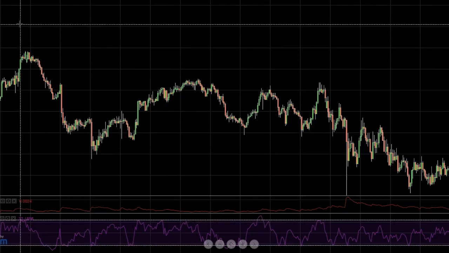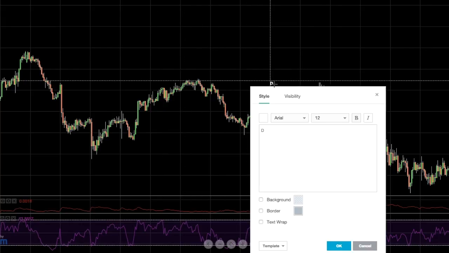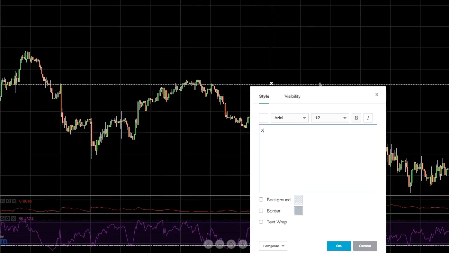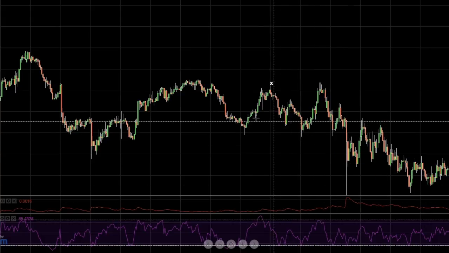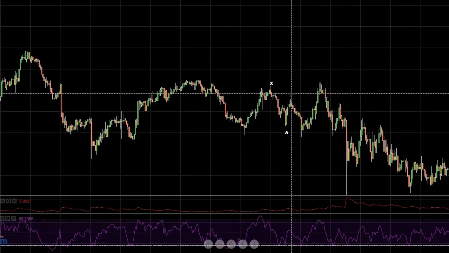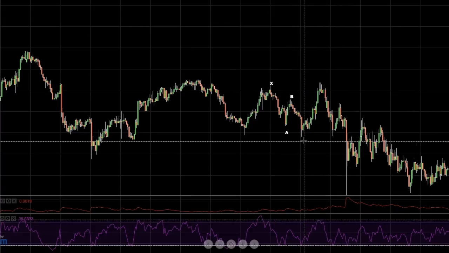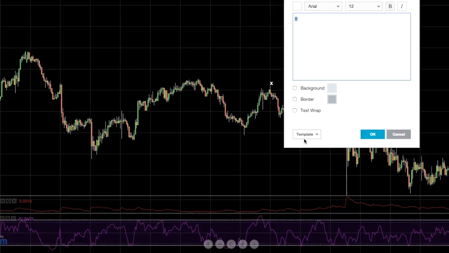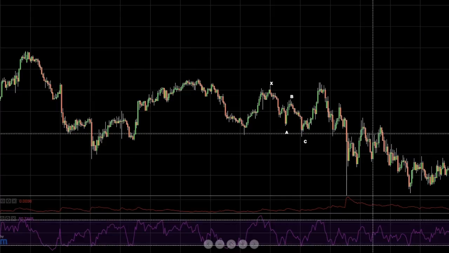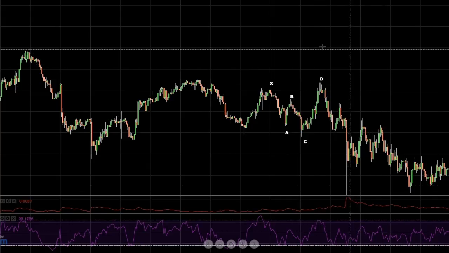So if you draw this in, I will show you the pattern. Here we have our X leg. We have our A leg or A point. We have our B. We have our C right here. And we have our D completion point somewhere in here. We'll measure this thing out, find out for sure.